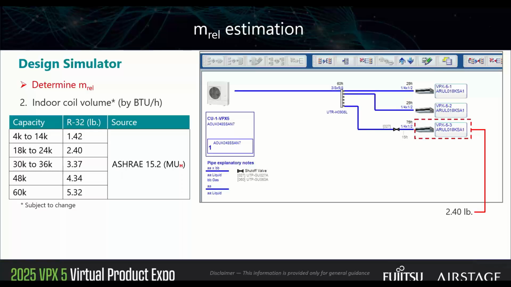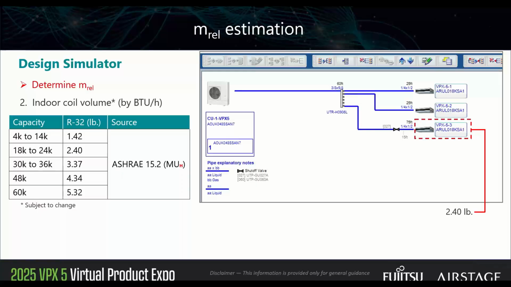You'll see the asterisk there, because I will tell you, as of today, Design Simulator is not capable of calculating the MREL value. However, our engineering team is working on it. We do have a development timeline, so that will be something that Design Simulator will be able to calculate, that will be released later on this year.